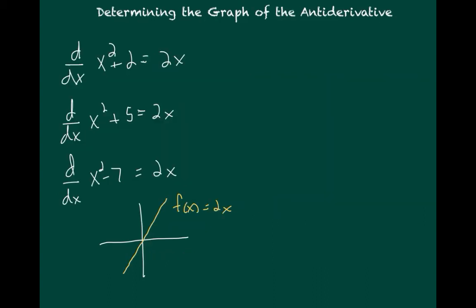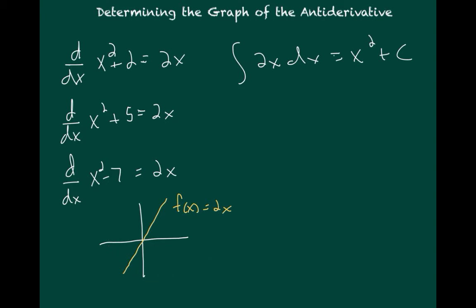Okay, recall from earlier in the video, we said that the derivative of x squared plus 2 was 2x. The derivative of x squared plus 5 was 2x. The derivative of x squared minus 7 was 2x. So the antiderivative of 2x, that is if we go backwards, we see that the antiderivative of 2x equaled x squared plus c.